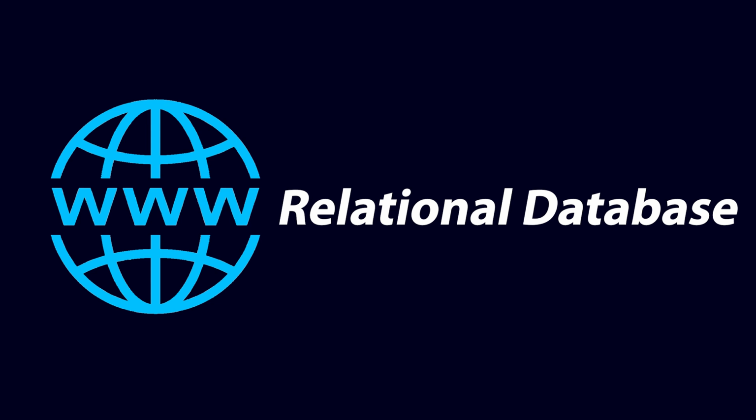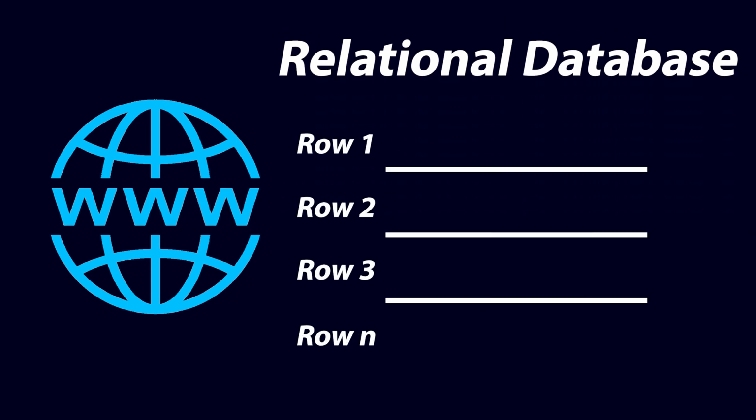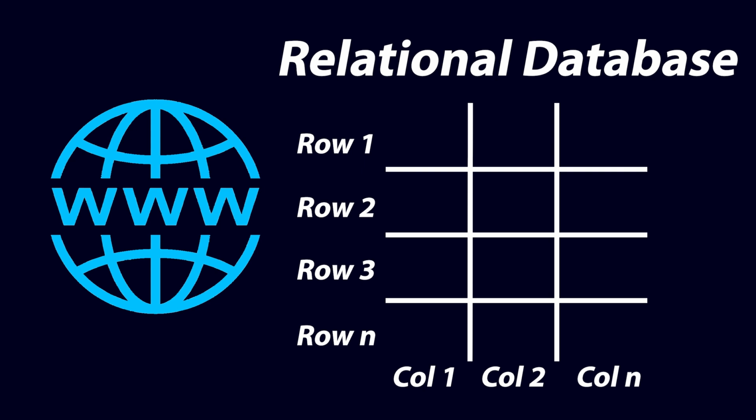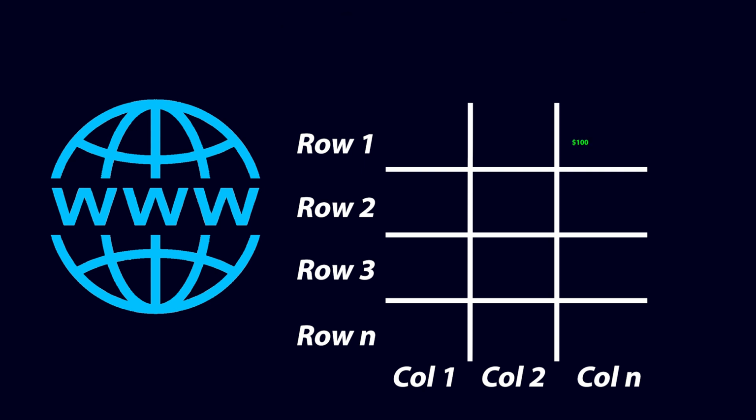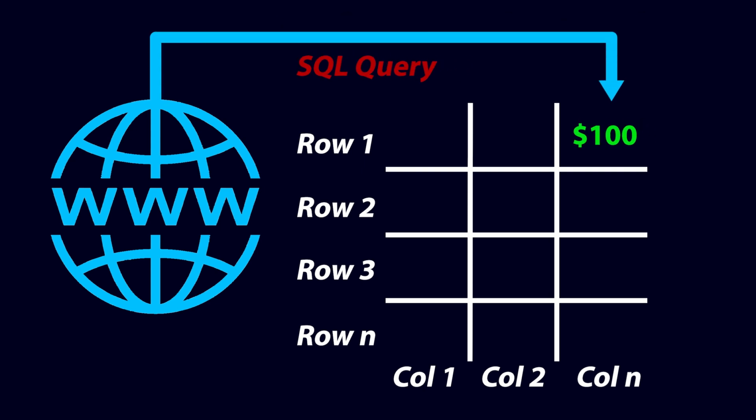Most websites use what's called a relational database. This is just a fancy way of saying that the data is structured in tables consisting of rows and columns. To get or change specific info from these tables, like a product's price, the web application needs to send a SQL query to the database.